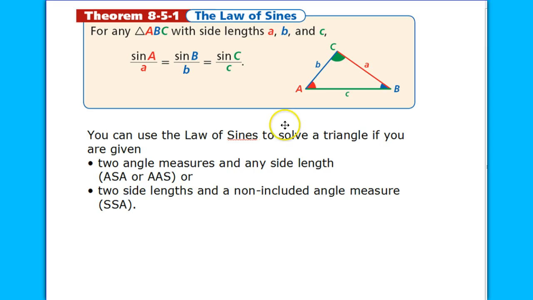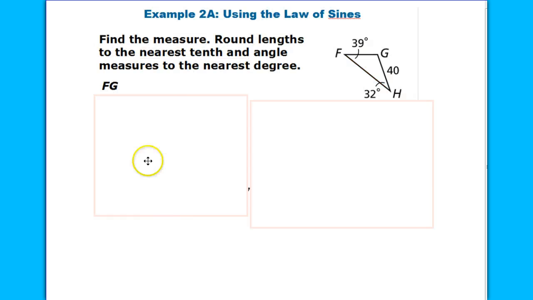Or two side lengths and a non-included angle measure, so SSA. In other words, if we're given sides A and B, we would need to know either angle A or angle B. If we're given side lengths A and B and no angle C, we can't solve that triangle. C is included. It's between side A and B. Okay? So let's find the measure of side FG here. Round the lengths to the nearest tenth and the angle measures to the nearest degree.